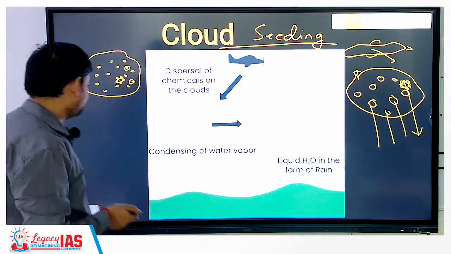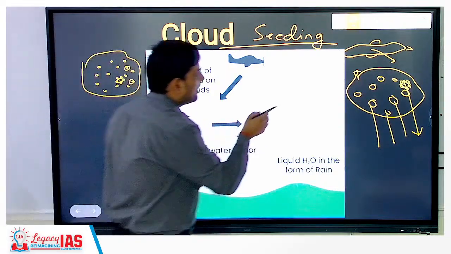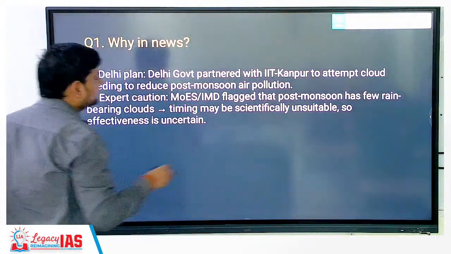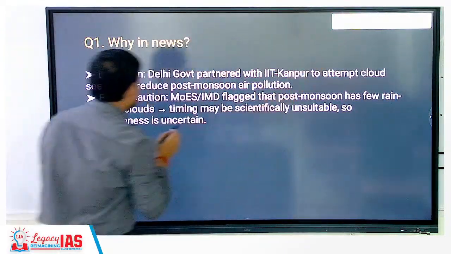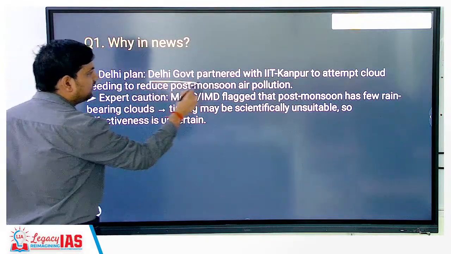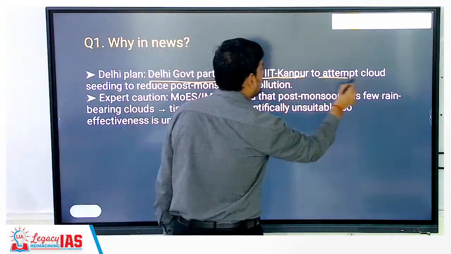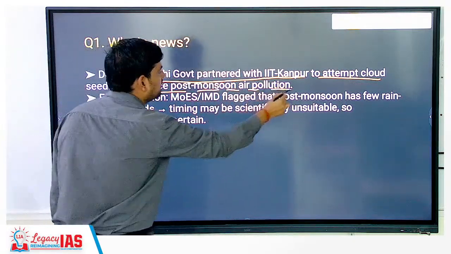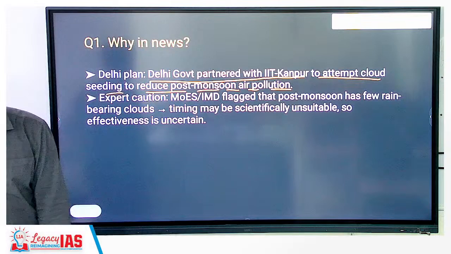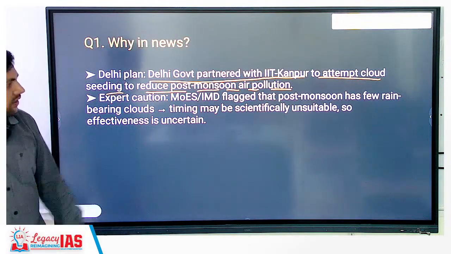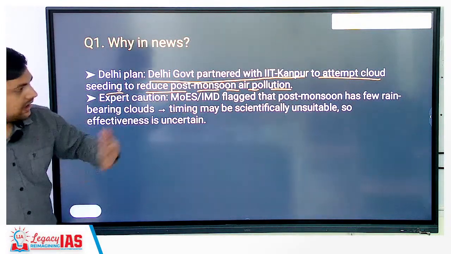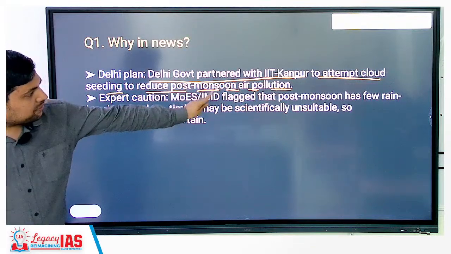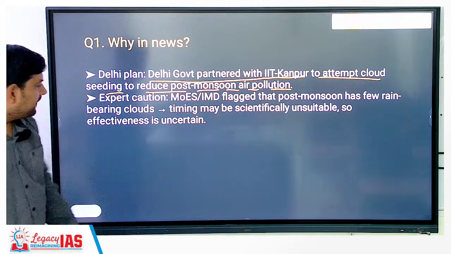Now let's see, why is this in news? So see, the Delhi government partnered with IIT Kanpur to attempt cloud seeding to reduce post-monsoon air pollution. Okay, this is why it is in news. So the Delhi government is partnering with IIT Kanpur for cloud seeding practices for post monsoon air pollution control.